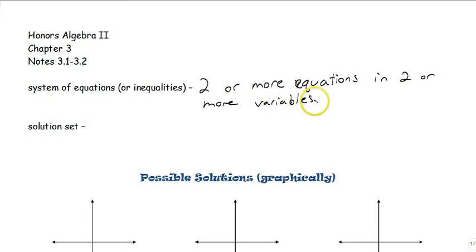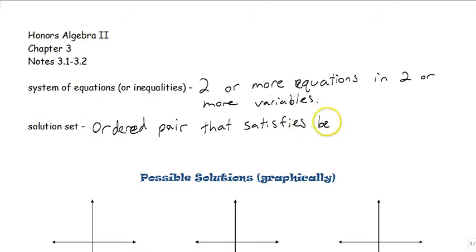Alright, so a solution set is basically the ordered pair or the point. Sometimes we give our answer as a coordinate, x comma y. You don't have to say x equals, y equals. I want it as an ordered pair if I ask for it. It's an ordered pair that satisfies both equations, which means if you plug it in, it'll work in both.